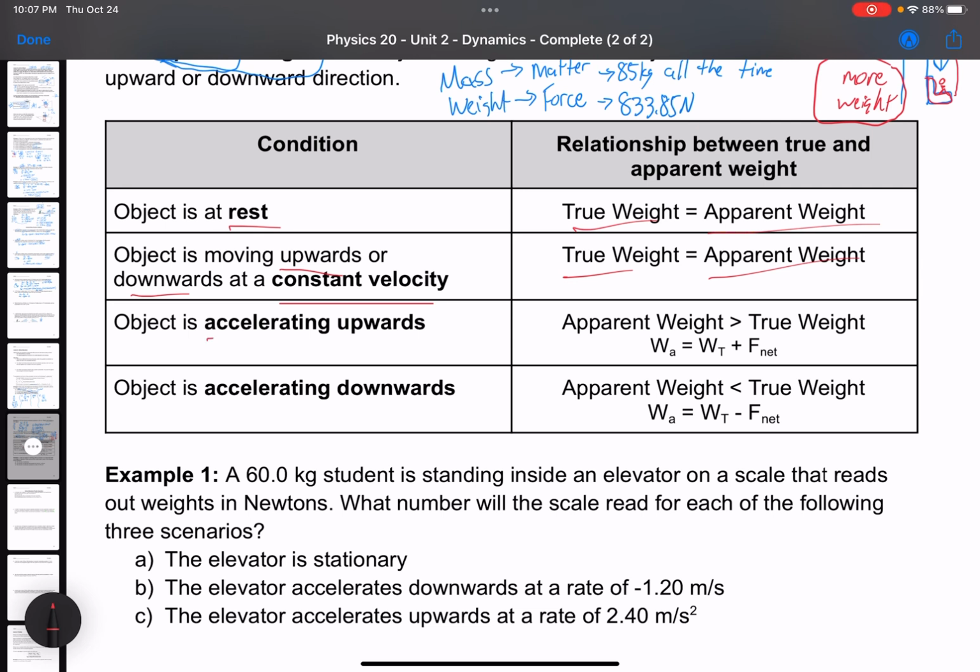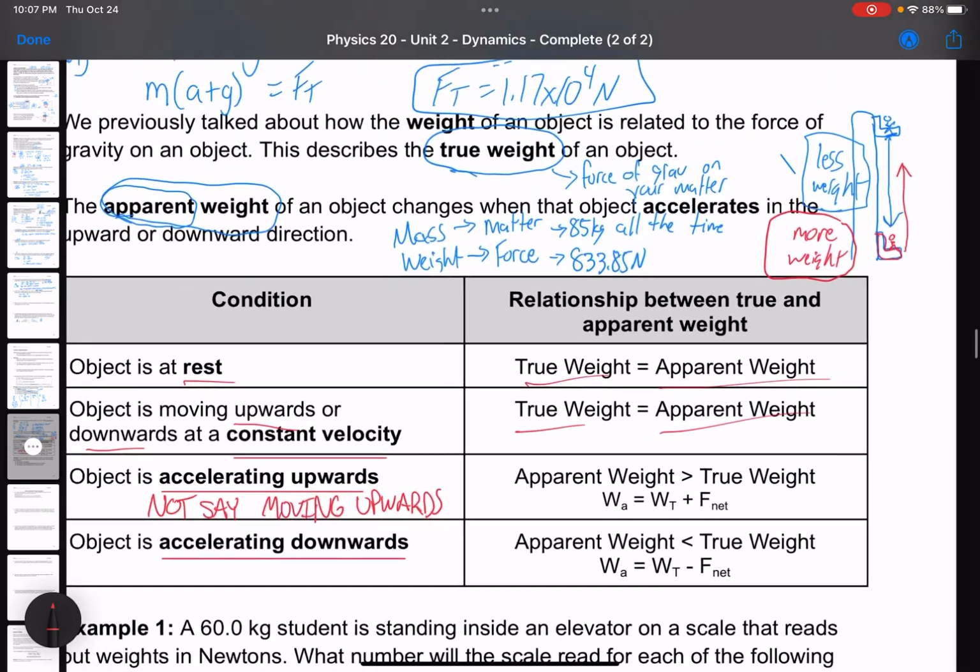Now, if the object is accelerating upwards or if the object is accelerating downwards, those two no longer equal each other. Now this one does not say moving upwards, and this one does not say moving downwards. It says accelerating upwards and accelerating downwards. Now I'm going to talk about why that's significant.